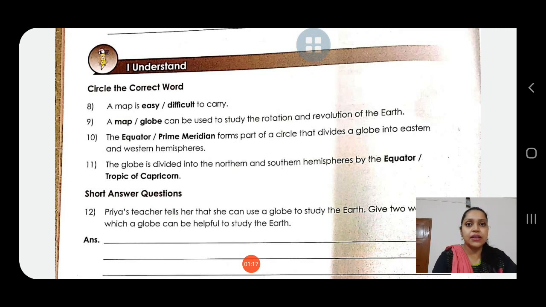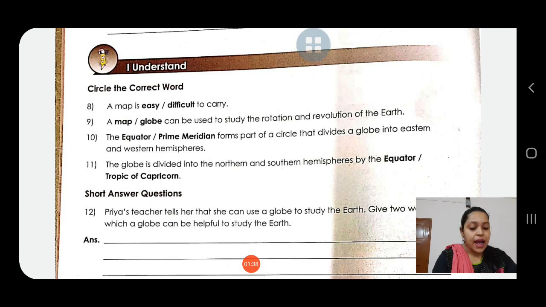So shall we start? So let's start. First is circle the correct word. Can you see? Circle the correct word. And what is question number 8? Question number 8 is, a map is easy, difficult to carry. So what is a map? A map is easy or difficult to carry? Yes, a map is easy. Okay children, so mark easy.